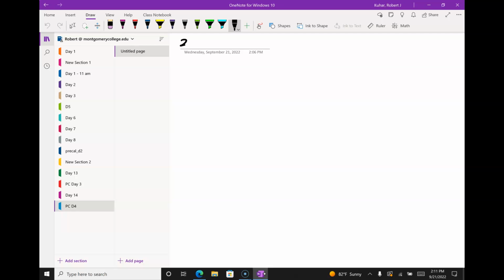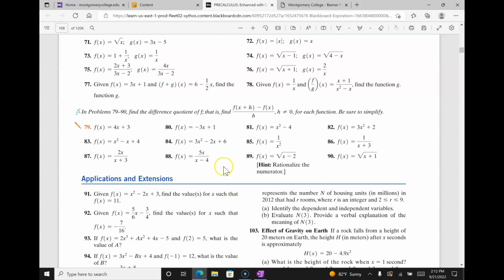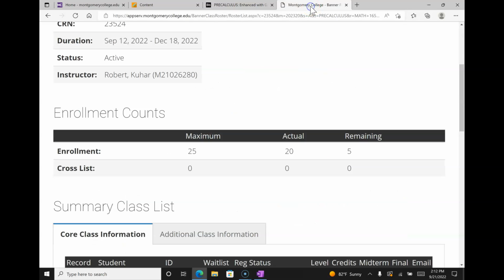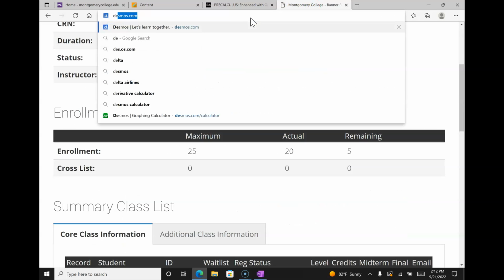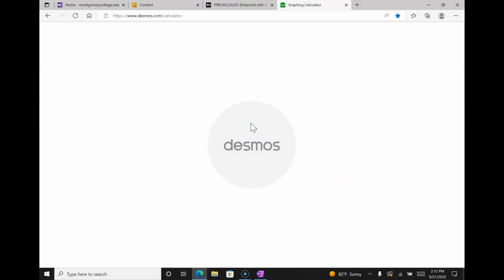So this is 2.1, number 85. I'm just going to start it. I've got f of x equals 1 over x squared, right? We're going to be constantly looking at Desmos. As soon as I give you a function and you don't know what it looks like, guess what? Go to Desmos or your calculator. You do have the choice of using a handheld calculator during a quiz or test. Desmos is a lot clearer to me, okay? So Desmos.com, start graphing.